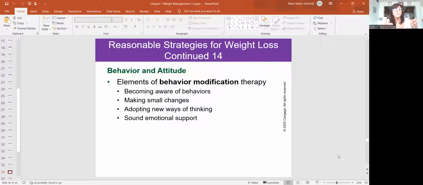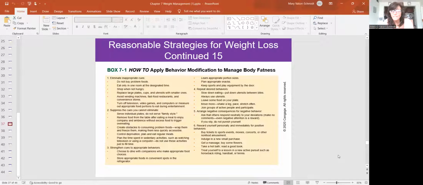And the other thing too is emotional support, right? Some people join a group. You may have family support, et cetera, et cetera. There are some reasonable strategies here on this slide that you can look at. Don't keep the food in the house, or like I talked about last week, if you want to have some chips, just take some out of the bag, put the bag away. And when the helping that you've given yourself, that small helping is gone, you're done.